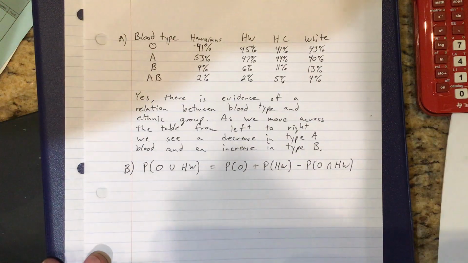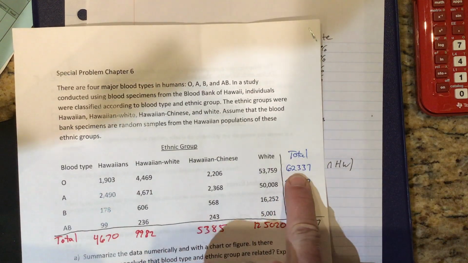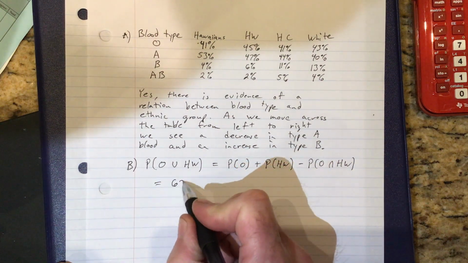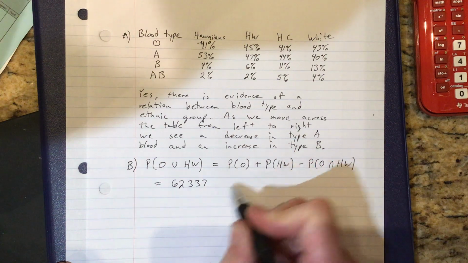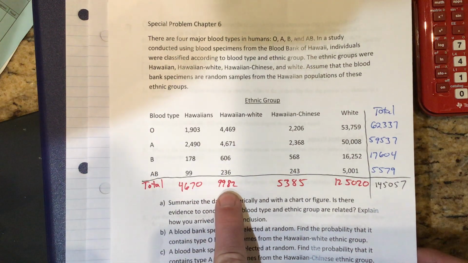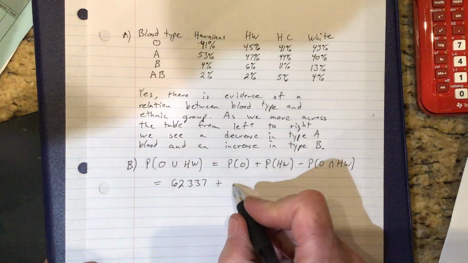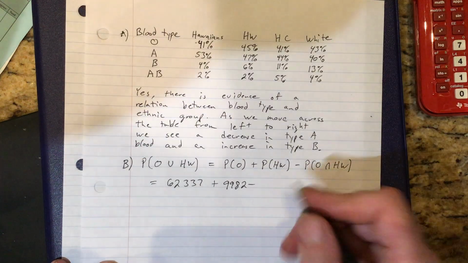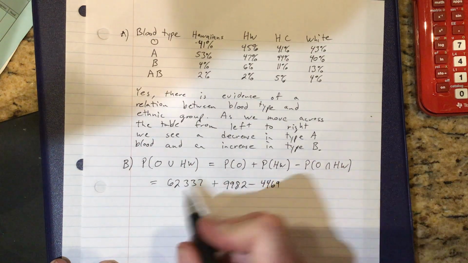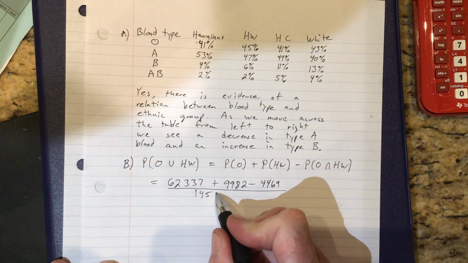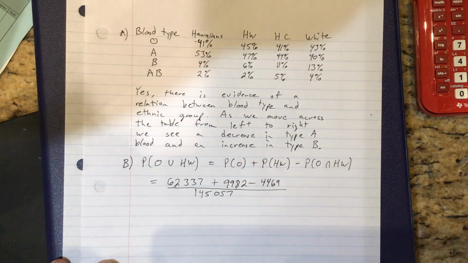There we go. All right, so type O, we've got that, 62,337. Hawaiian white, we've got 99.82. And then minus their intersection, which was 44.69. Okay. All over the grand total. Okay, work that out.